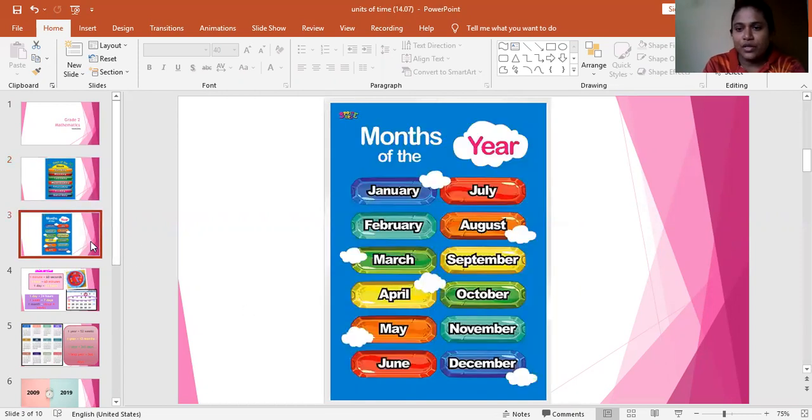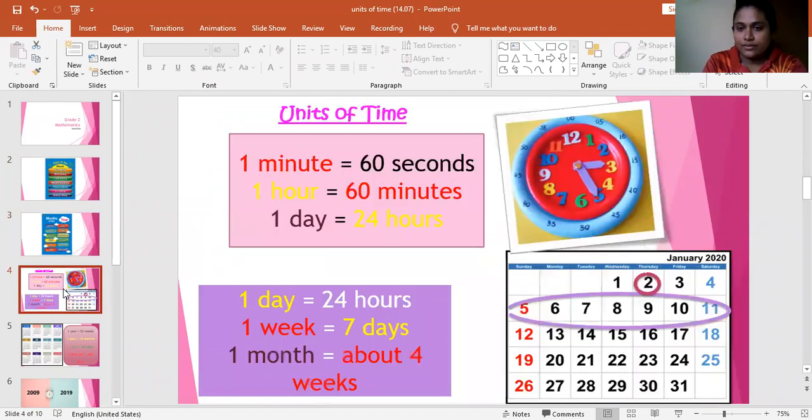And also we know that there are 12 months for the year. Let's see what the months of the year are. January, February, March, April, May, June, July, August, September, October, November, and December. Altogether, there are 12 months for the year. And now, let's move to our lesson.